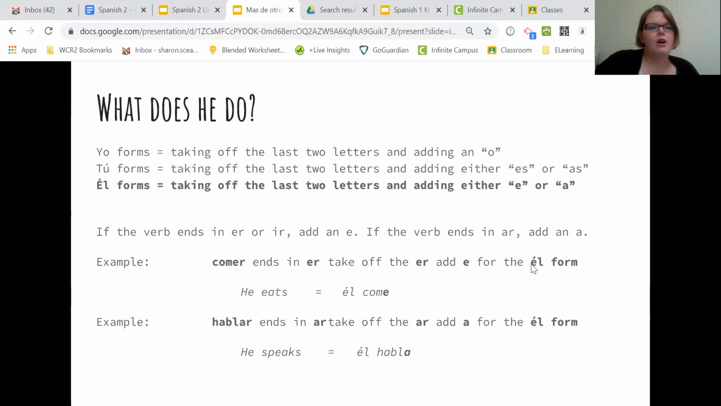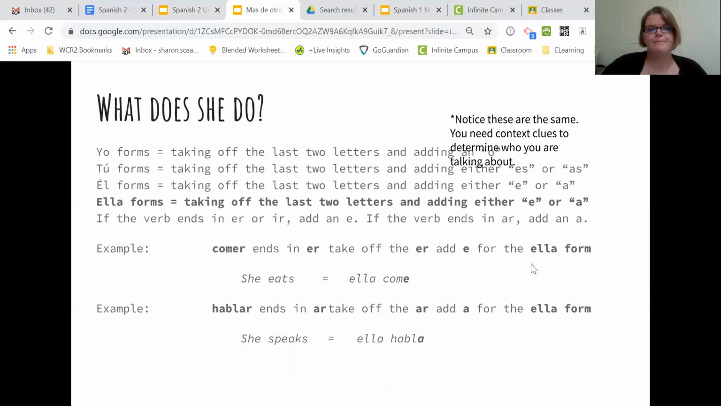Okay, so, por ejemplo, comer ends in ER, so take off the ER, add an E for the él form. He eats becomes él come. For hablar, it ends in AR, so take off the AR, add A for the él form. He speaks becomes él habla. What does she do? Notice these are exactly the same. The ella form, you take off the last 2 letters and you add an E or an A. So comer becomes come, ella come, she eats. Hablar becomes habla, ella habla, she speaks.